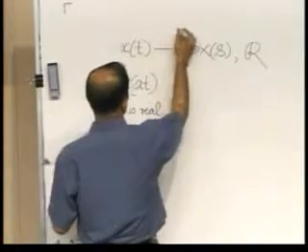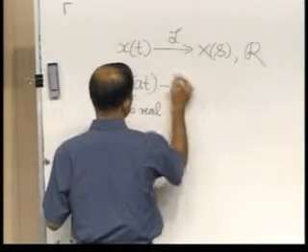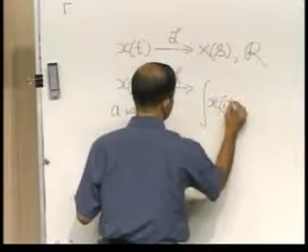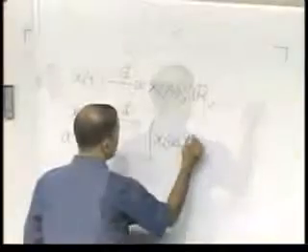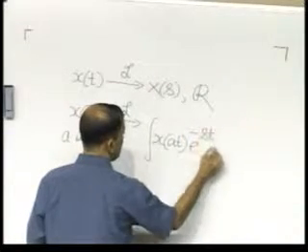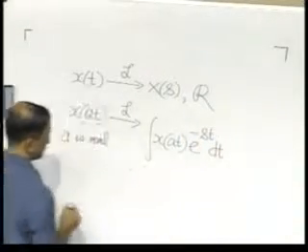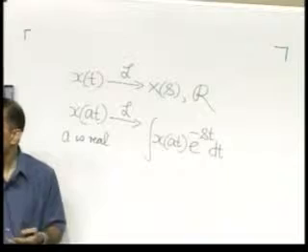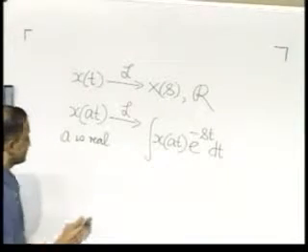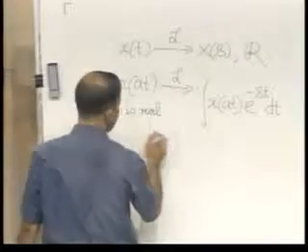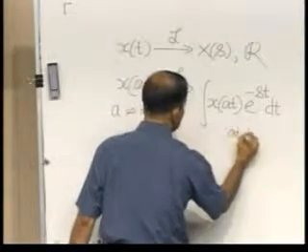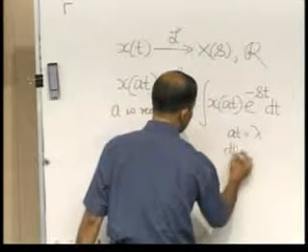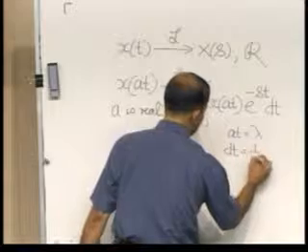Now, let us obtain the Laplace transform of this. Let us write down the expression: integral of x(at) e raised to the power minus st dt. I must emphasize that where unspecified, the limits are on the entire real axis of time. Now, with a change of variable at equal to lambda, dt becomes 1 by a d lambda.